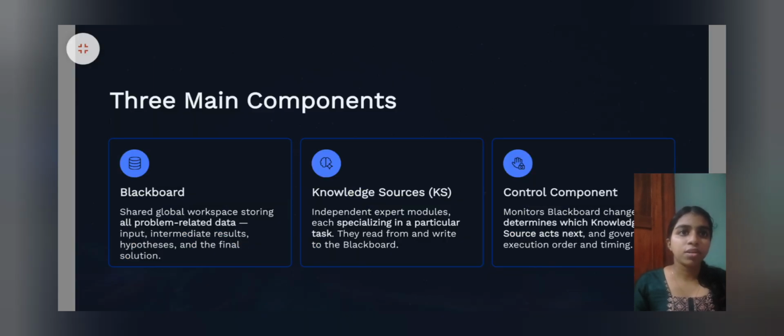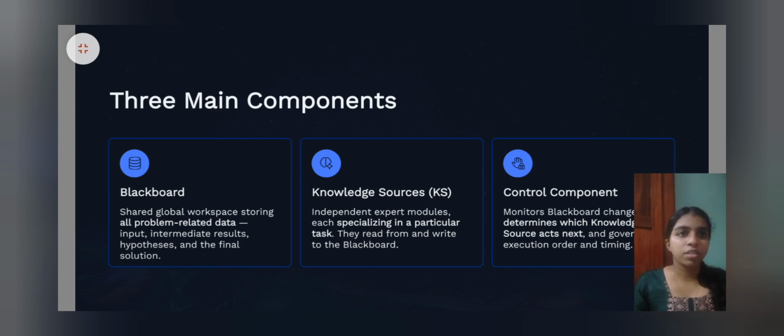Now let us look at the three main components of a Blackboard system. The first component is the Blackboard. It acts as a shared global workspace. It stores the input data, the intermediate results, and the hypotheses, and eventually the final solution.